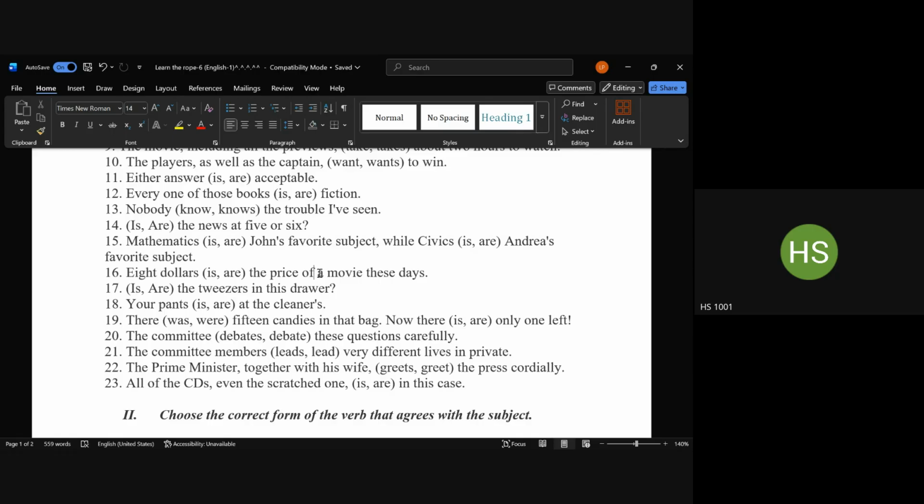So $8 is the price of a movie. Is that understood, guys? Yes, ma'am. Now look at the 17th one. Are the tweezers in this drawer, or is the tweezers in this drawer? Tweezers, jeans, pants. Do all of them have singular usage or plural usage in English?